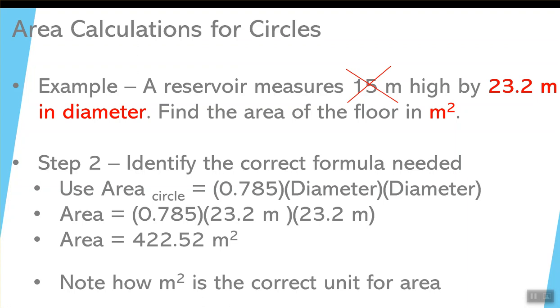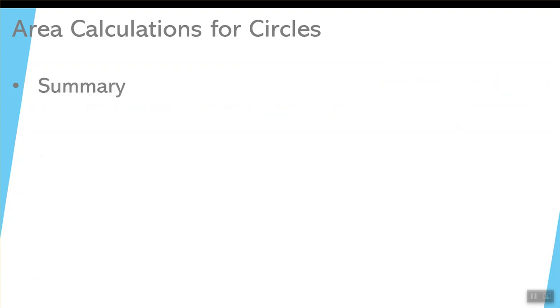And then the last thing you have to check is the unit, meters squared. Is that the correct unit? Meters squared is the correct unit for area. So that's a pretty good indication that you've done it correctly. So, summary.